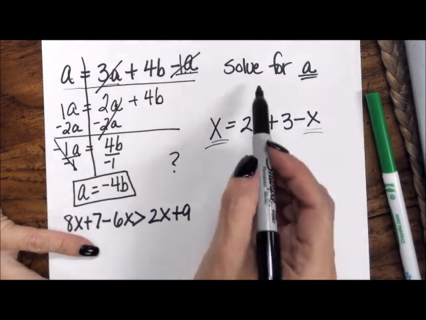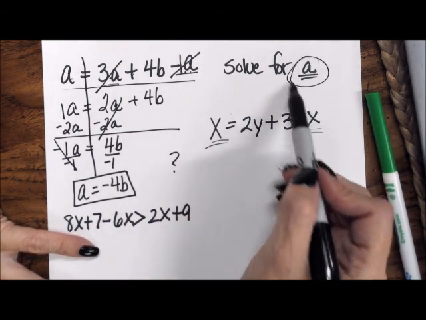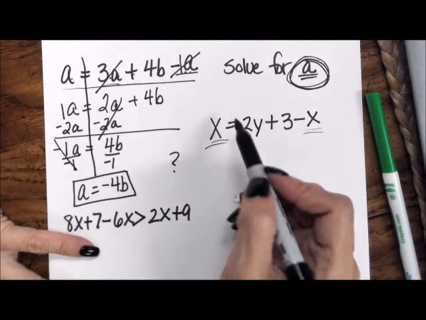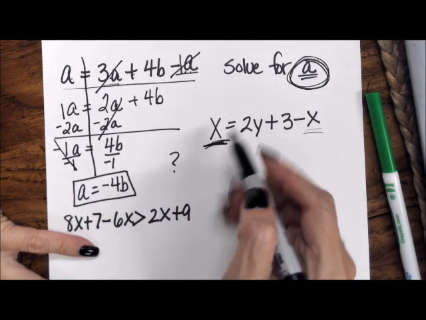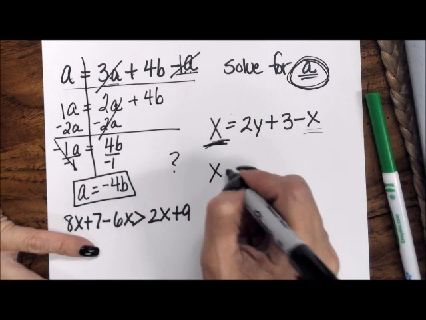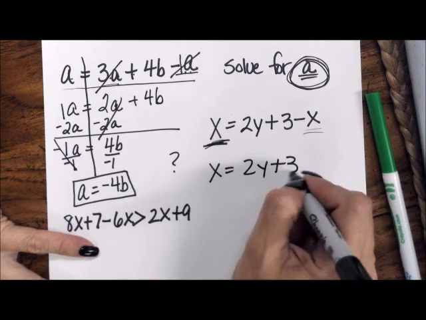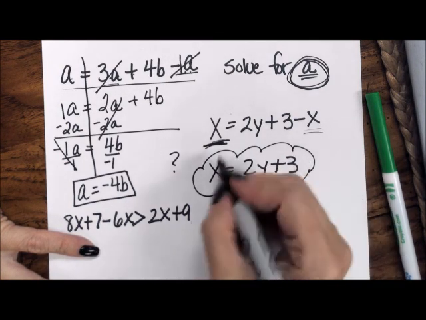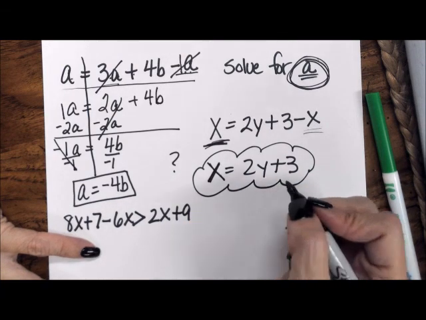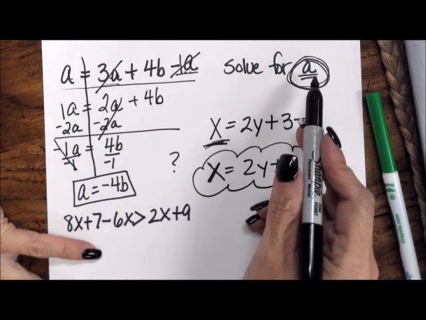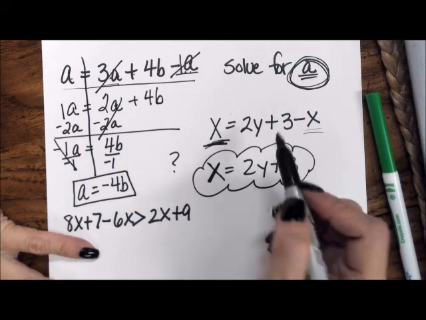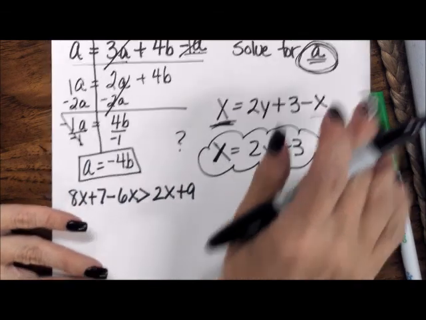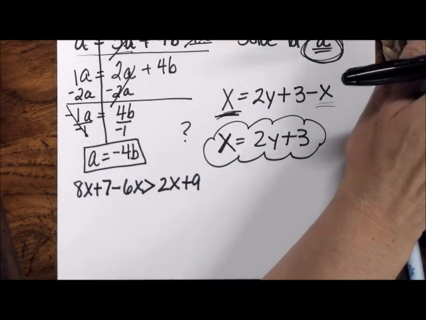In order to solve for whatever variable you're solving for, the one you're solving for has to be all alone. If I had x equals 2y plus 3, this right here is solved for x because x is over here alone. Okay? In order to solve for a variable, it has to be all alone. Keep that in mind because I've got one on like an open-ended question on your test about that.